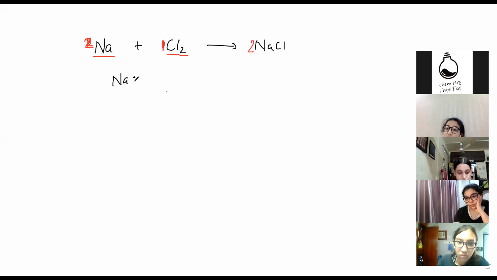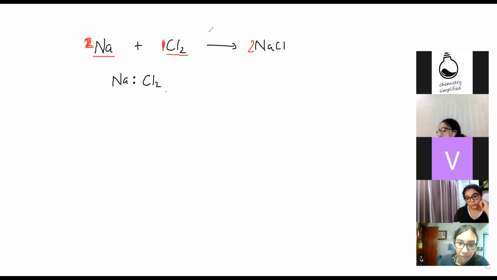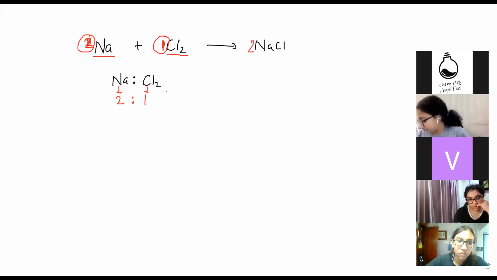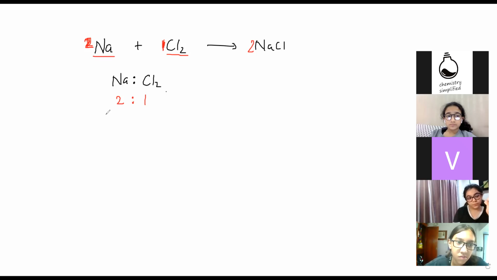So sodium atoms and chlorine molecules must be in the ratio of 2:1, because the 2 is the coefficient of sodium and the 1 is the coefficient of chlorine. So sodium atoms and chlorine molecules must be in the ratio of 2:1. Which means that if there are 50 atoms of sodium, then Amina, how many molecules of chlorine?